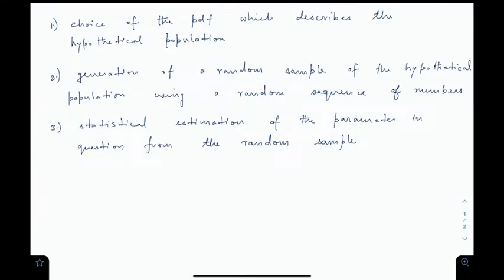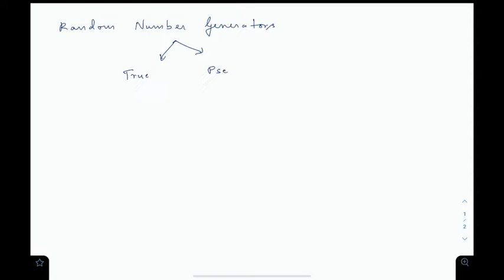Now, of course, if the solution of a problem is some number f, the Monte Carlo estimate of that number will depend on the random numbers used in the calculation. So, this will bring us to a discussion of random number generators. Now, random number generators could be one of two types. There are true random number generators and there are pseudo random number generators.